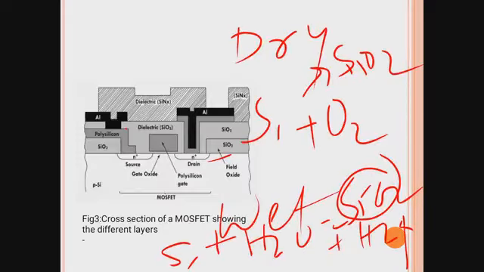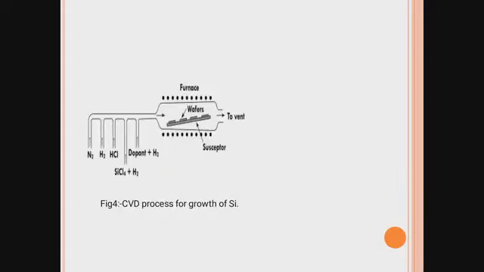Layering operations are classified into two types. One is based on growth, another one is based on deposition. Growth is classified into two types, oxidation and nitridation, and deposition is classified into CVD, sputtering, evaporation, electroplating, etc. All of these are deposition types. The main process is called the chemical vapor deposition, CVD, process, by which silicon growth occurs.